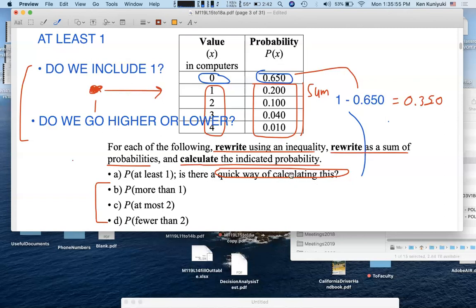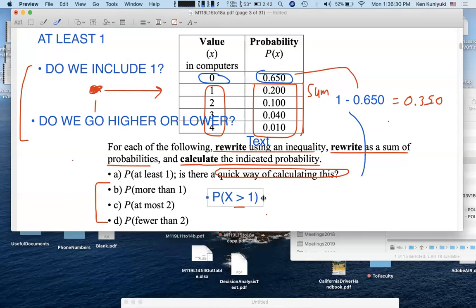For part A, I forgot to do these parts. I'll go ahead and do that now. In part A, how do you rewrite using an inequality? I want the probability that X, the number of computers that will need a repair, will be at least 1. Now, at least 1 means greater than 1 or possibly including 1. Put a bar there. The probability that X is at least 1. The probability that X is greater than or equal to 1. That's how you would write it in an algebra class.